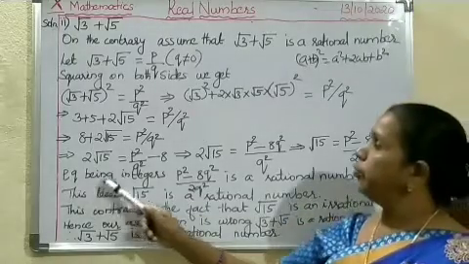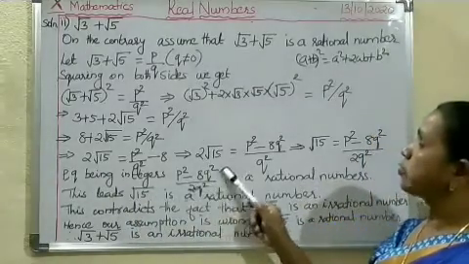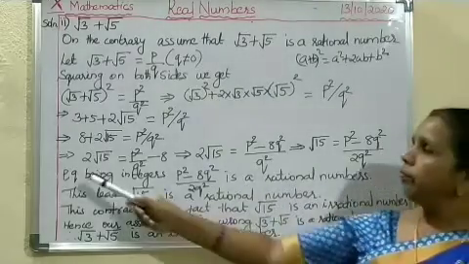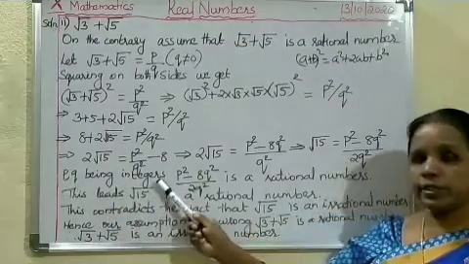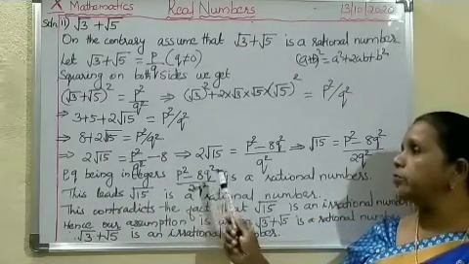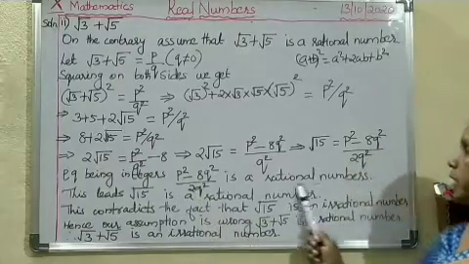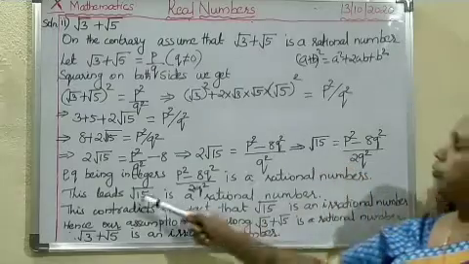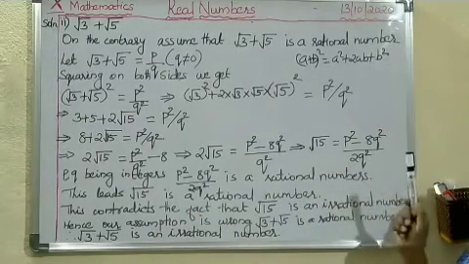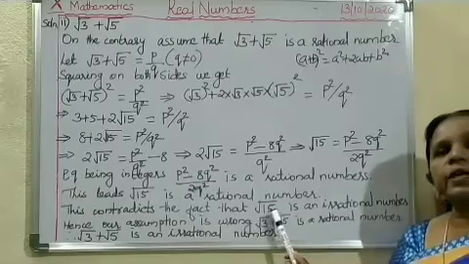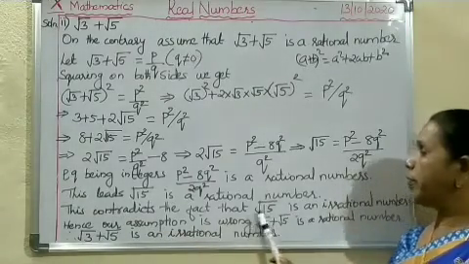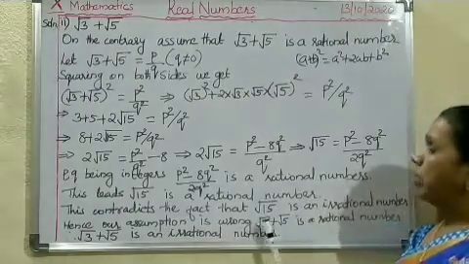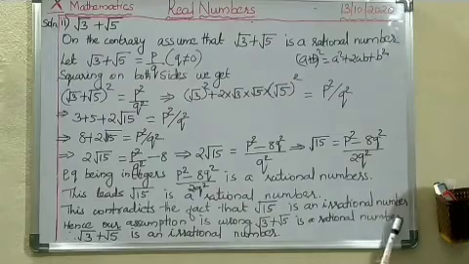That is, p and q being integers, p square minus 8q square by 2q square is a rational number. This says that what we told, root 15, root 15 is a rational number. But we already know that root 15 is an irrational number. Then this contradicts the fact that root 15 is an irrational number. Therefore, our assumption is wrong.